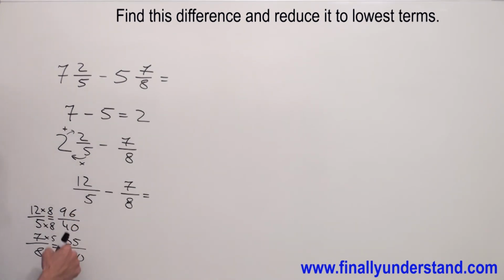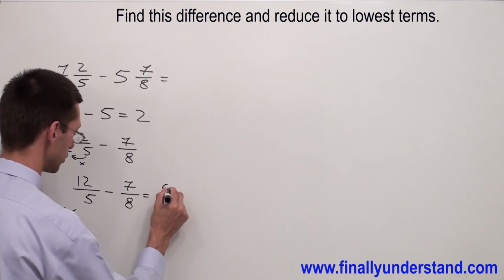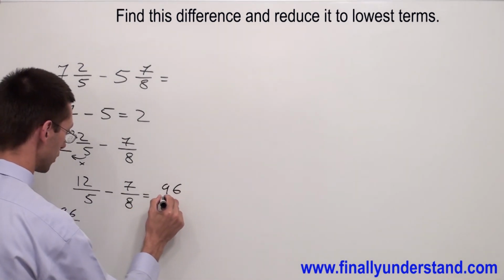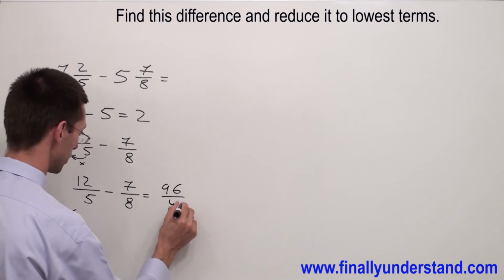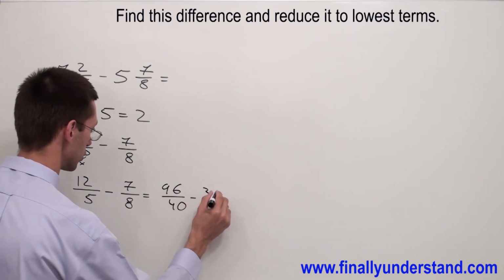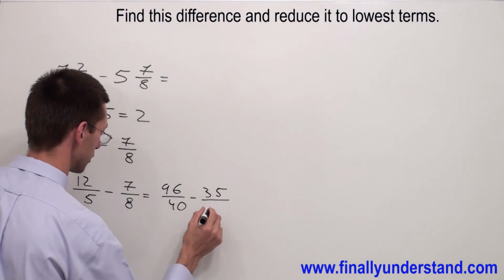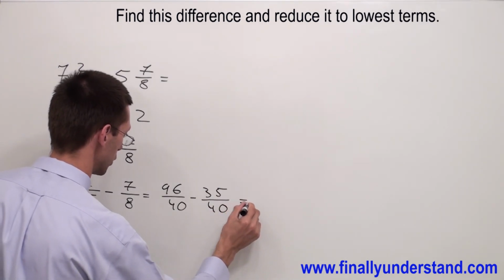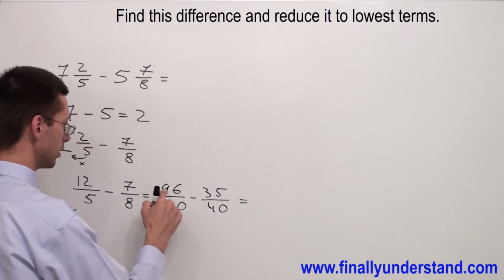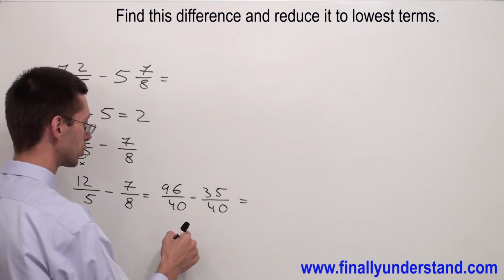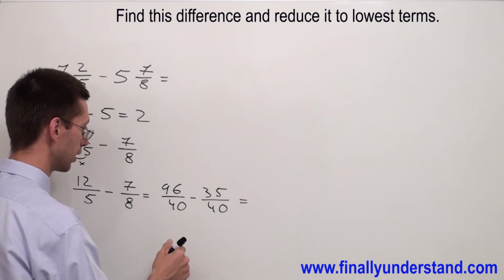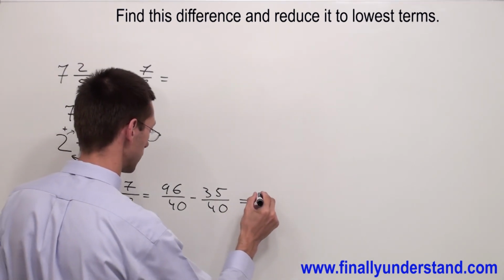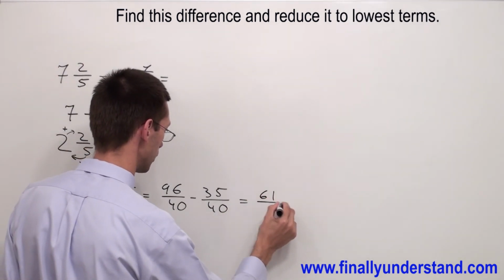Now, let me write these fractions into my equation. That's why I have 96 over 40 minus 35 over 40, okay? So, 96 minus 35 is equal to 61. 61 over 40.